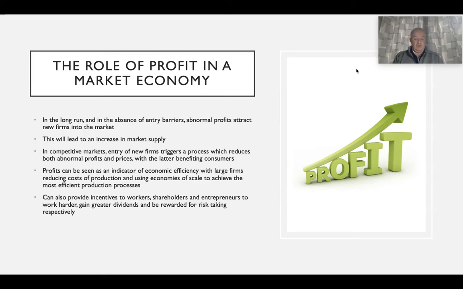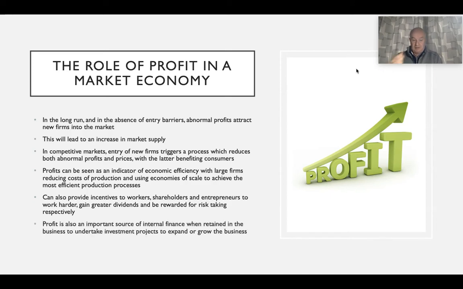Clearly, the main reason why shareholders buy shares is to make a dividend from the profit that the business is making, and also for the shares that they buy to increase in value. And that is only really going to be done by the business being successful and profitable. So it clearly can have an incentivizing function within a particular market sector.